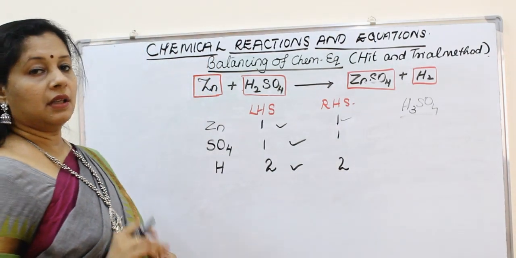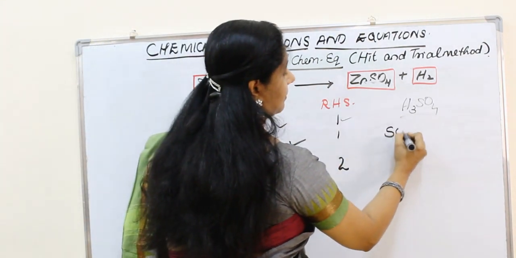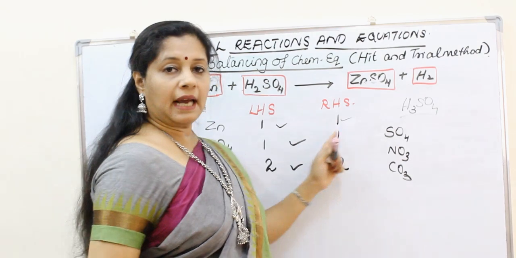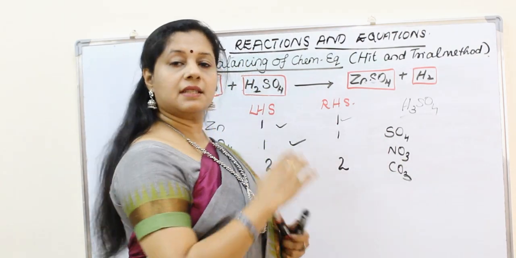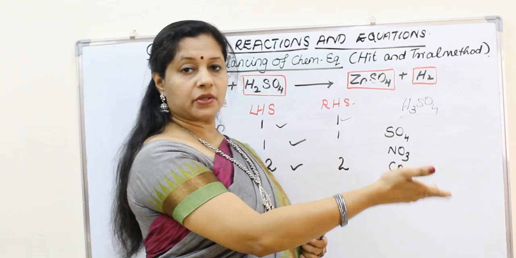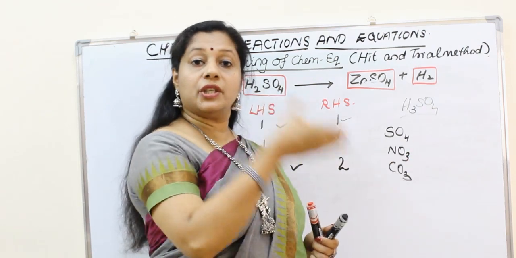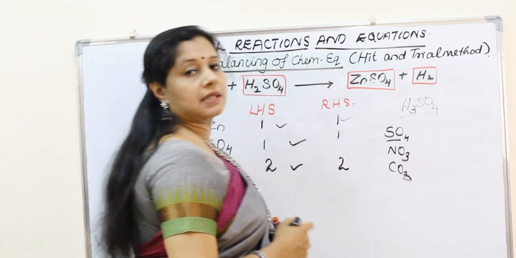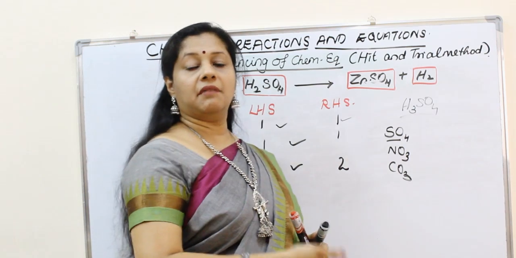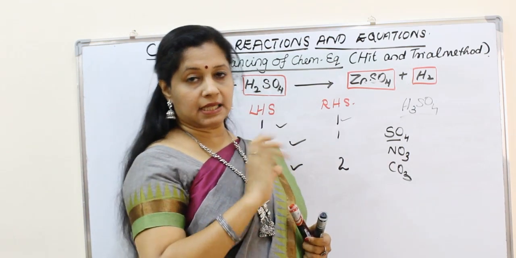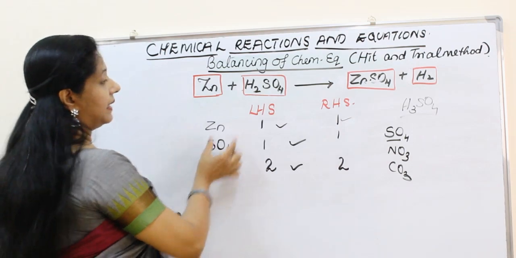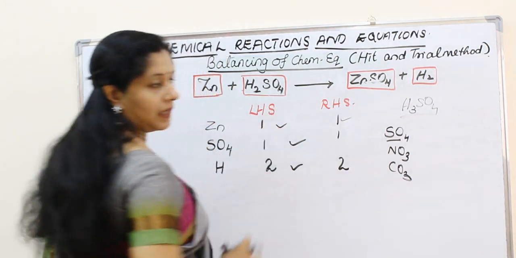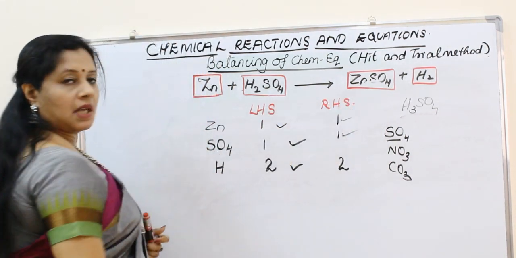Next I am going for sulfate. Sometimes sulfate, nitrate, carbonate, all these appear as such on the other side. Like sulfate here, sulfate there also. Nitrate here, nitrate there also. Carbonate here, carbonate there also. So as such it is repeating, you can consider them as a whole. But sometimes this sulfate will separate into maybe sulfur dioxide or sulfur and oxygen separately. In such a case, take each element separately. Here since sulfate is appearing here and here, we can take it as sulfate as a whole. Here 1, this side also 1. So it is equal.